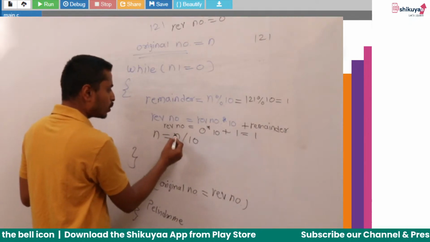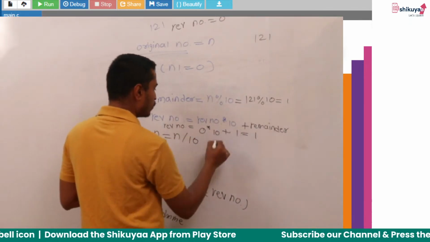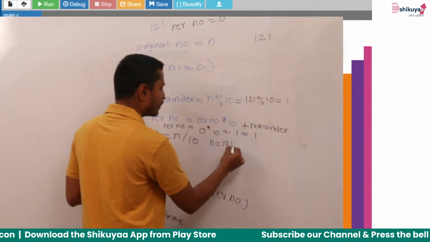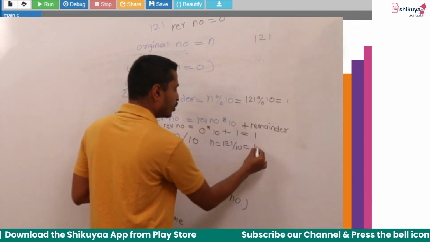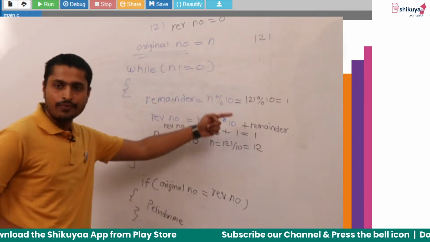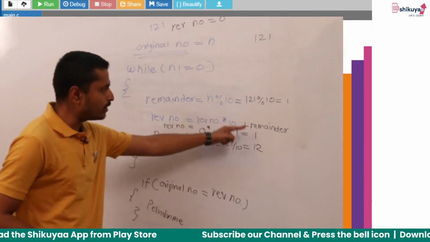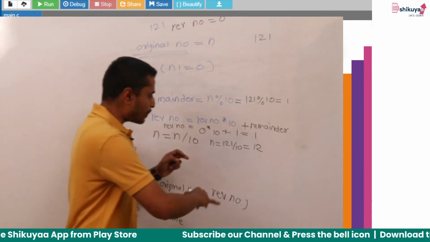So n is equal to n divided by 10. What is n? N is equal to 121 divided by 10. So it will become 12. So this is the first iteration. What will happen in the next?